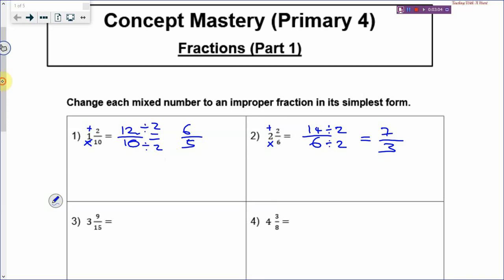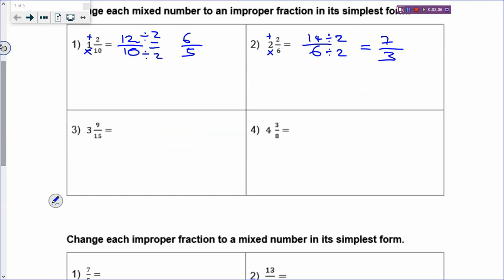Alright, let's go to the next mixed number. So 3 times 15, you always take the whole number, multiply by the denominator, and you get 45. Then 45 plus 9, you get 54. And then over 15, and your denominator will always be the same in your improper fraction. Okay, now can I divide both numbers by 2? 54 divided by 2, can. I get 27. But can 15 divide by 2? I can't. But then you must go on to the next number.